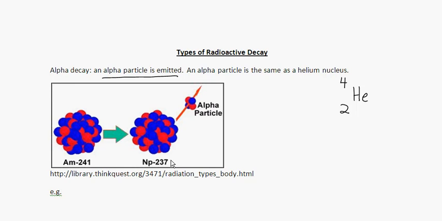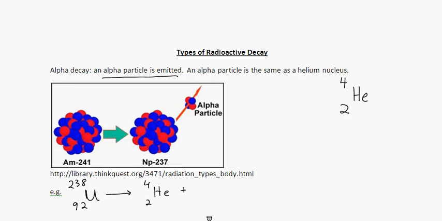So here's an image showing a decay. Notice that the mass of the nucleus drops by 4. The atomic number also drops by 2 because we're losing 2 protons. We're going to look at another example here. We'll look at uranium-238. Uranium has an atomic number of 92, and if it decays by alpha decay, that means a helium nucleus will be emitted.